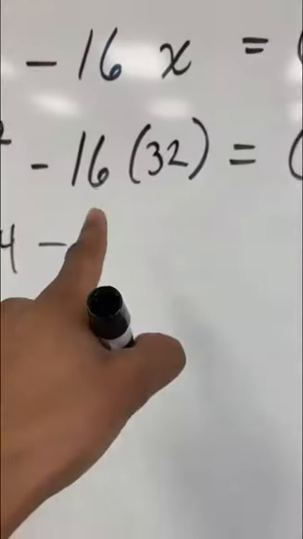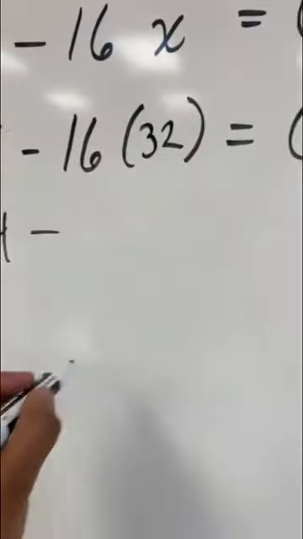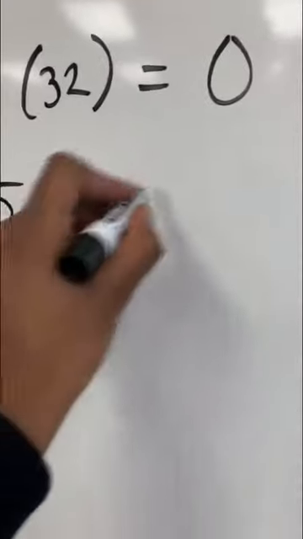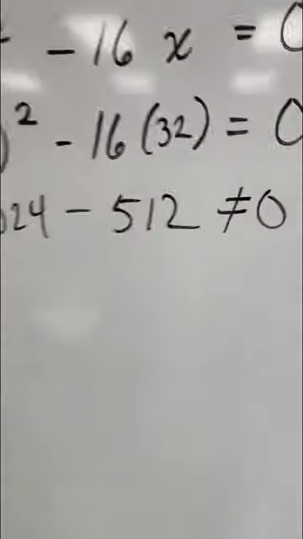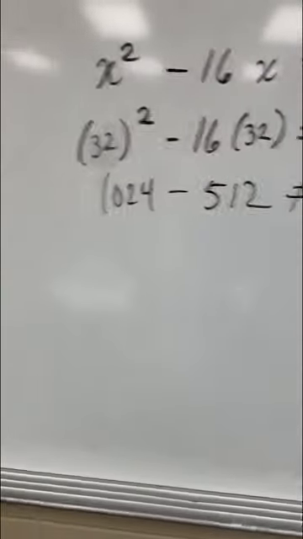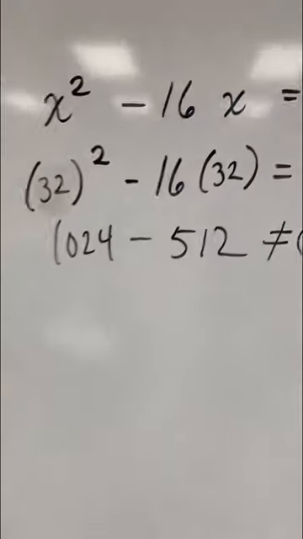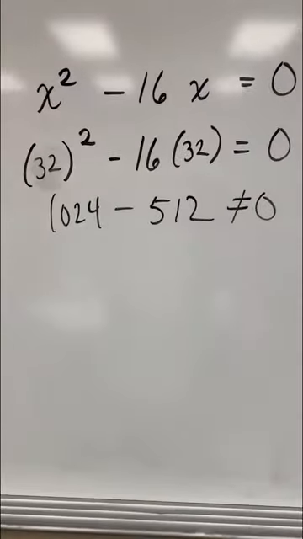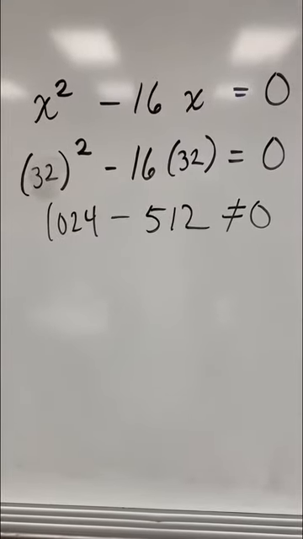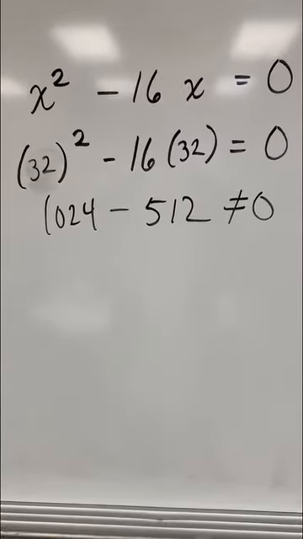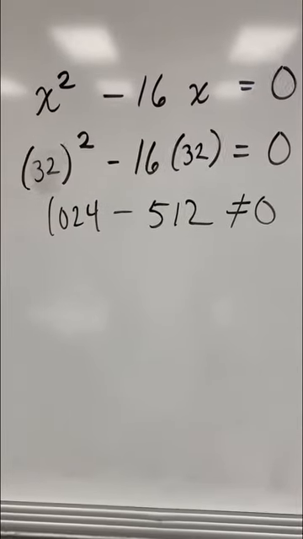And then if you do the 16, if you multiply these two, you'll get a 512. We know that that's not equal to 0. So 32 is not one of the solutions, all right? Now, if you're going this route, you cannot mess up on your arithmetic. You have to be able to multiply, add, subtract properly at all times if you're going to check your solution.